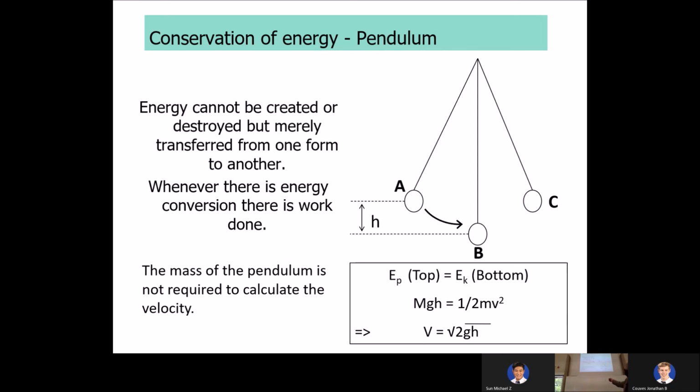All the potential energy at the top is converted to kinetic energy at the bottom, and so you can work out the velocity of the falling object, which interestingly does not depend on its mass. And you know that anyway, because if you drop an object, its velocity doesn't depend on its mass. Its velocity only depends, in the absence of friction, on the strength of gravity and the height.